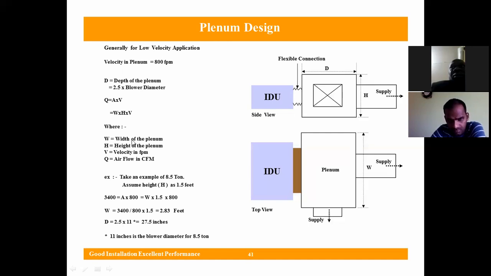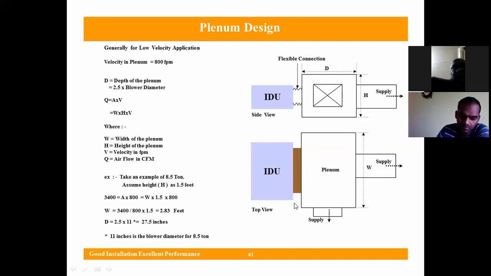Now depth. I have already said 2.5 into blower diameter. So blower diameter, you take it as 11 inch. You'll be getting it from the catalog, or you have to ask the manufacturer what will be the blower diameter. They will be giving you. So 2.5 into 11 is equal to 27.5 inches. So 11 inches is the blower diameter for 8.5 ton. So you'll be getting the width, the height, and the depth of the plenum box.